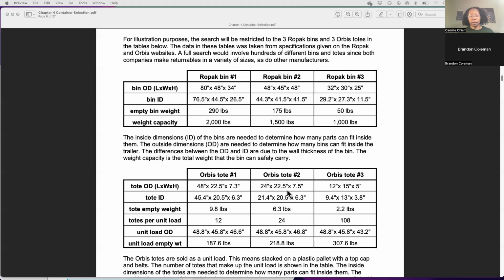The ones that are 7.3, you're going to get slightly over 6. So you're not going to get a partial layer. So you're just going to get 6 high for that one as well.